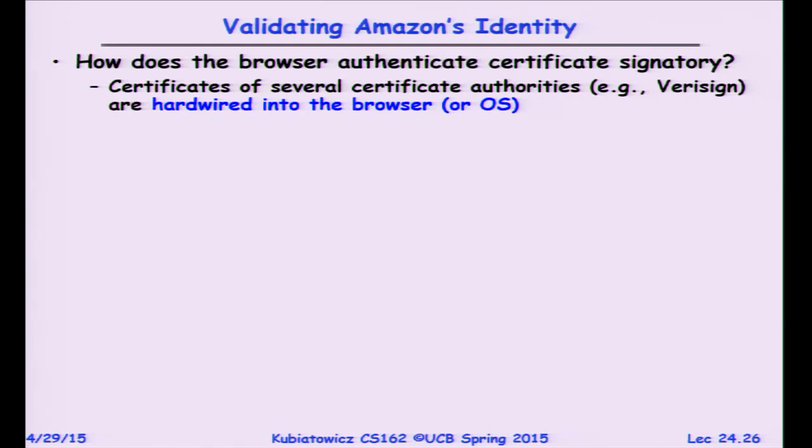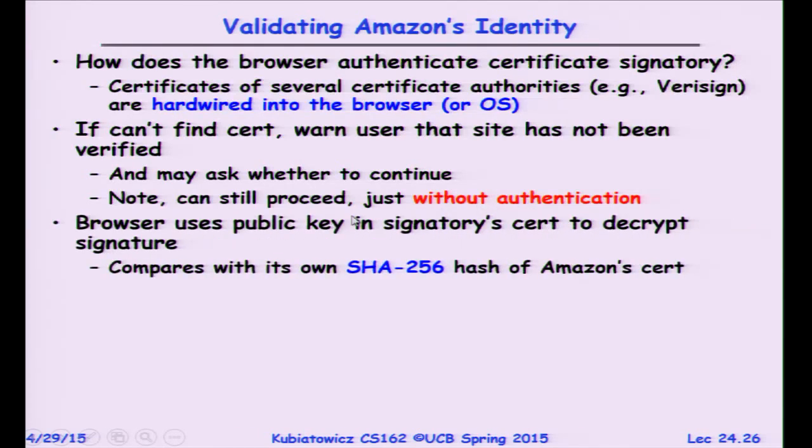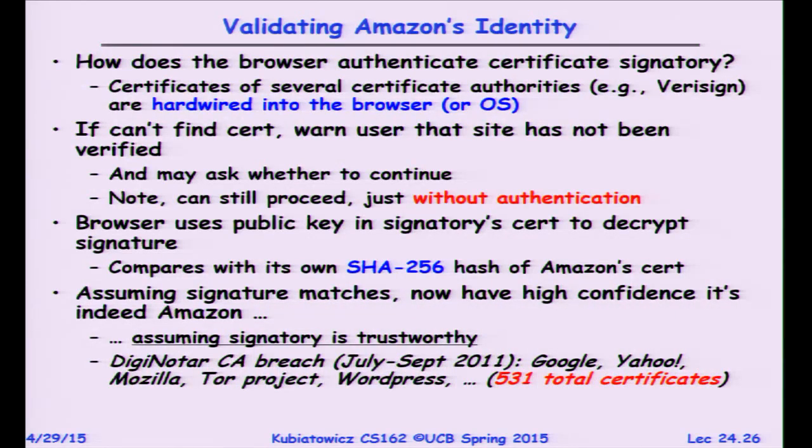how does the browser authenticate? So it's hardwired into the browser. And if it can't find the certificate or can't verify it, it'll warn that something's wrong. And you go ahead and say, okay, go anyway. So you've just violated the security. And then we get this exchange of nonces to get a random key set up for communication. And there you go. Now what's interesting about this is all assuming that the signature matches and you now have high confidence. But what's interesting is there have been some noteworthy exceptions to this.